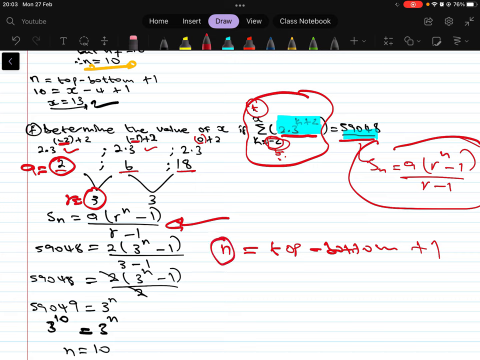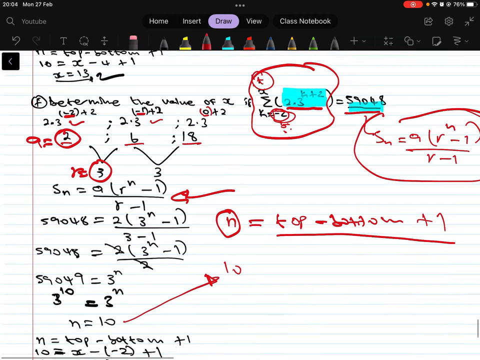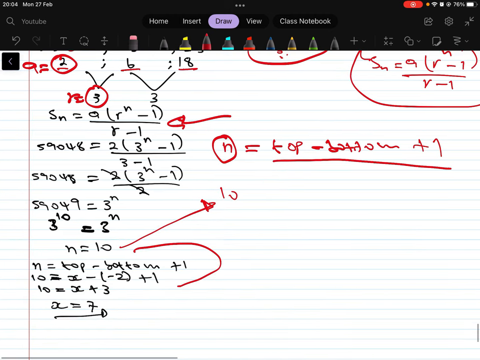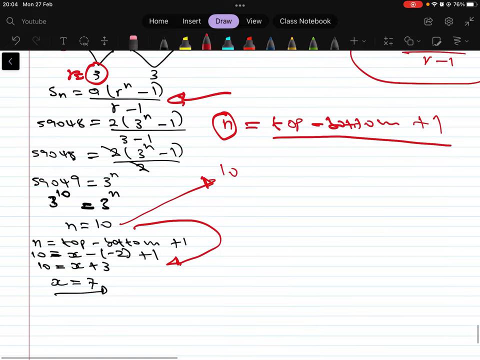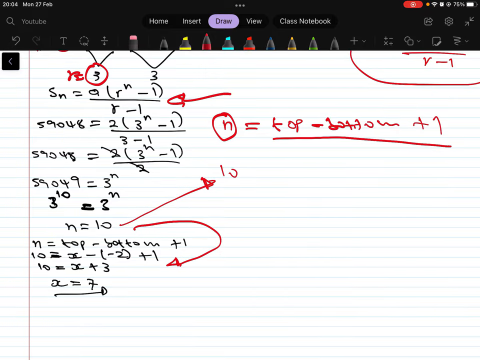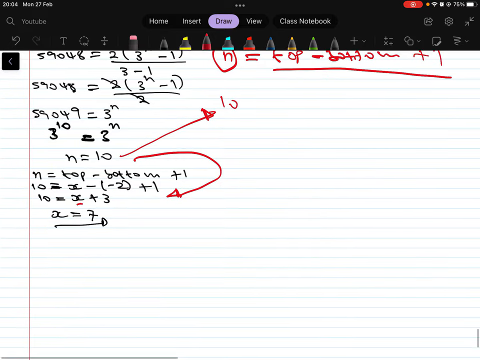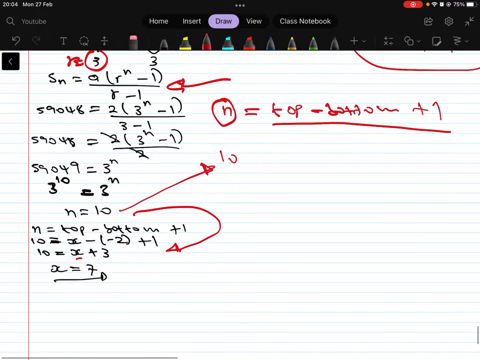So we will calculate n, but we can't do it from here. We just had to use the equation and calculate n first. After getting n, in this case we got that n is actually equal to 10. After getting n, this is what we had: top minus bottom plus 1, then we could solve for x, then we were good to go. We didn't have much problem.